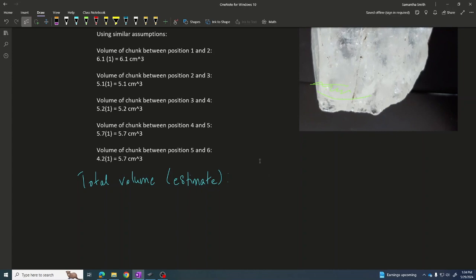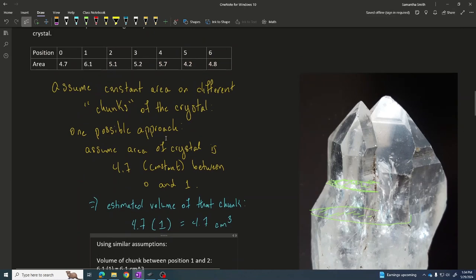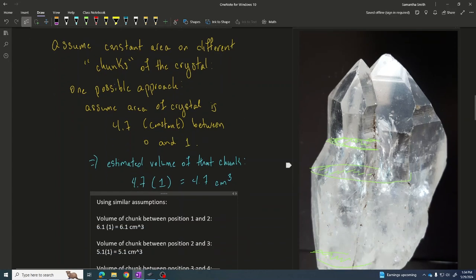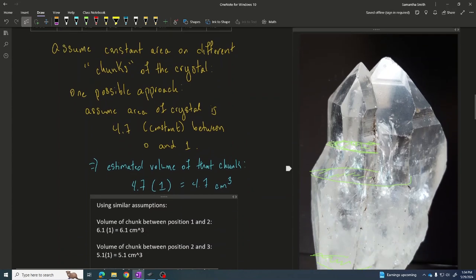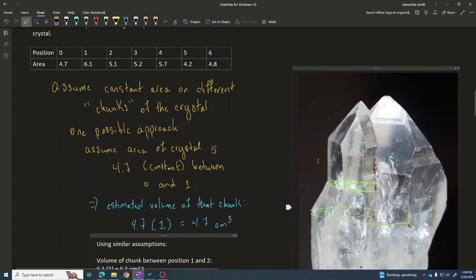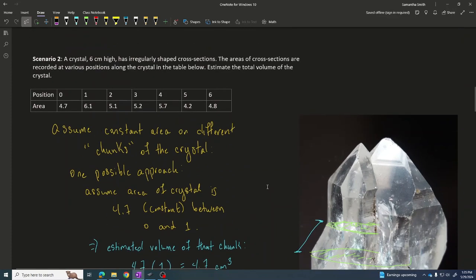It's probably a pretty bad estimate because the assumption that we made, that the chunk has constant cross-sectional area, is a crazy assumption to make, because we can see in the picture that this crystal doesn't have constant cross-sectional areas. But do you remember from yesterday's talk, one of the ways that we might improve this estimate, one of the ways that we might make this calculation more accurate and closer to the crystal's actual volume?